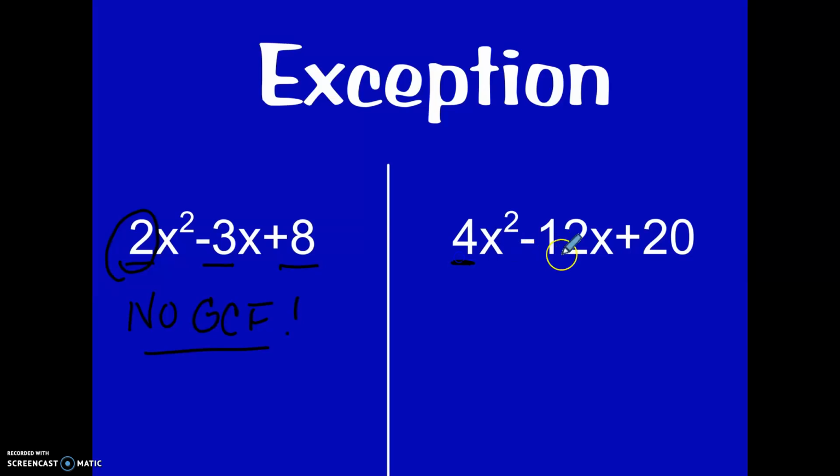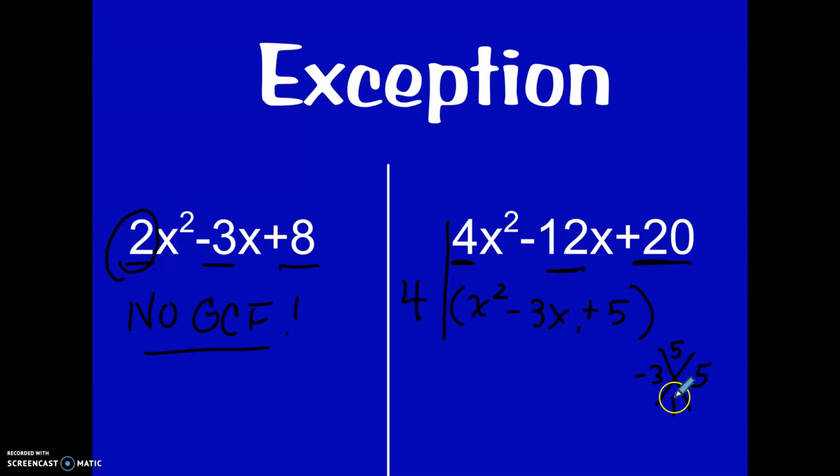Additionally, if we look at this one, we see 4, 12, and 20. So there is a GCF there, and my GCF is 4. If I take a 4 out, I get x squared minus 3x plus 5. Except now if I were to go and do the sum and product puzzle, I need two numbers that multiply to 5, but add to negative 3. And the only factors of 5 that work are 5 and 1, because 5 is a prime number.